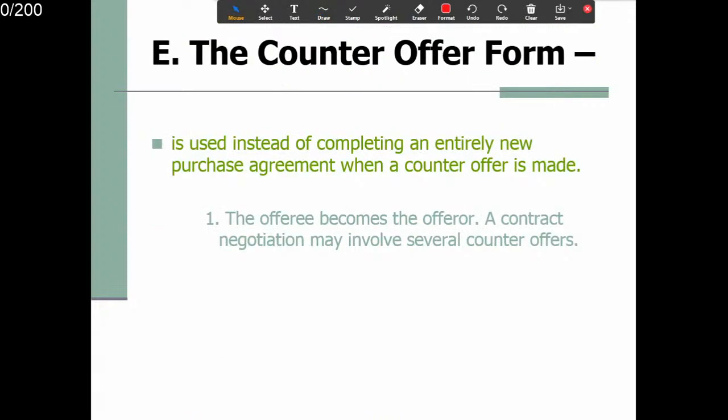The counter offer form，讨价还价这个表，OK？It is used instead of completing the entire new purchase agreement package, right? When a counter offer is made. Just one page.